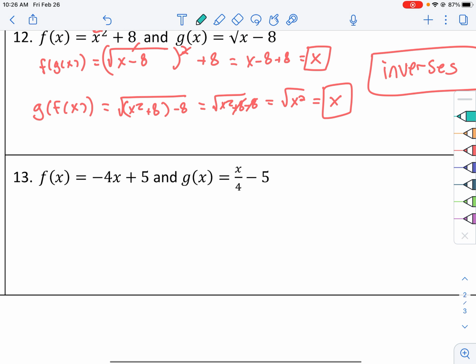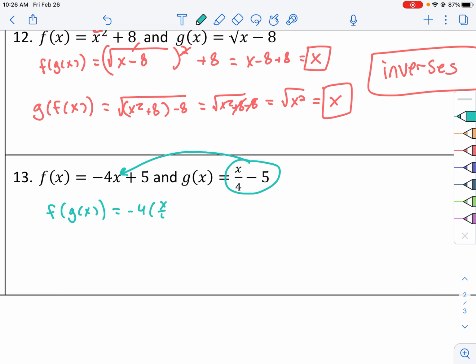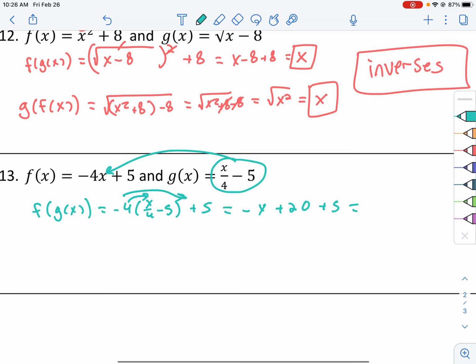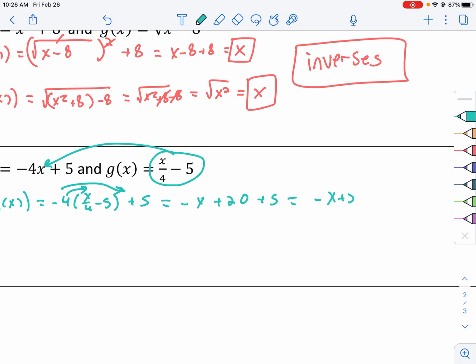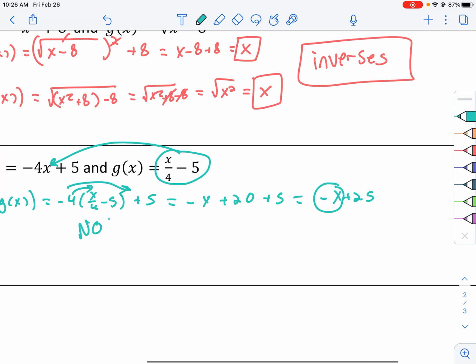Let's take a look at the next example. So we go f of g of x, and then you're going to plug g, this equation, into the x. So -4 times x over 4 minus 5, plus 5. So that's going to lead us to, we distribute that -4, so that's negative x plus 20 plus 5. So that gives us negative x plus 25. Well, that is not just x, so these things are not inverses.